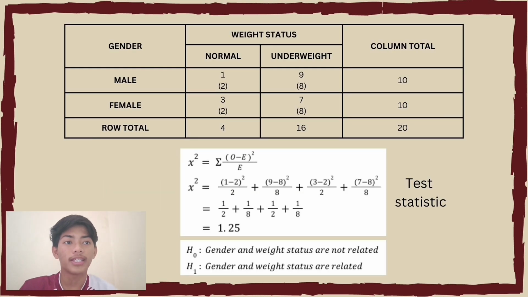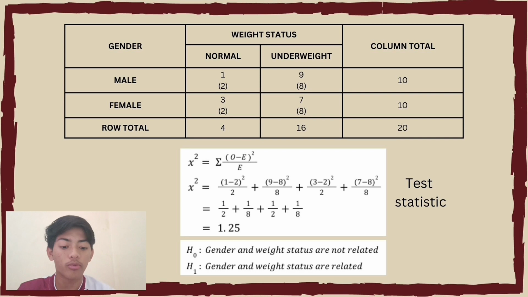Then we find the test statistic for the chi-square test. The formula is the total of (O minus E) squared over E, where O is the observed frequency value. We input the data into the formula, and we get the value 1.25.